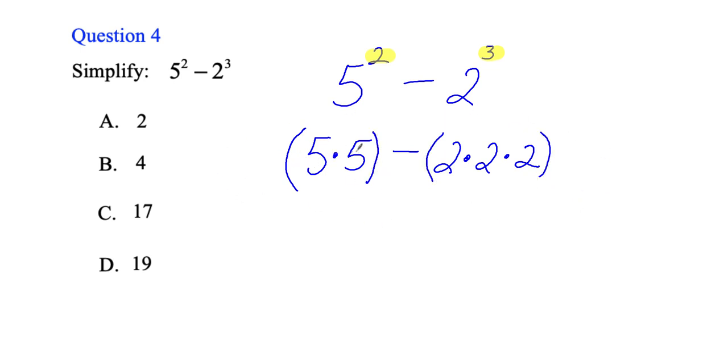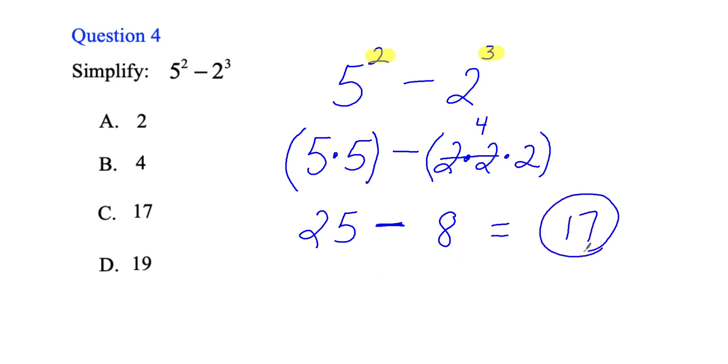So what's 5 times 5? 25. And once I've done this, I can drop off the parentheses. Bring down your minus sign. What's 2 times 2 times 2? Hopefully you're thinking 8. And how did I do that? Well, what's 2 times 2? 2 times 2 is 4. And then what's 4 times 2? That's 8. Now I just go 25 minus 8, and we get 17. So my final answer here is C.